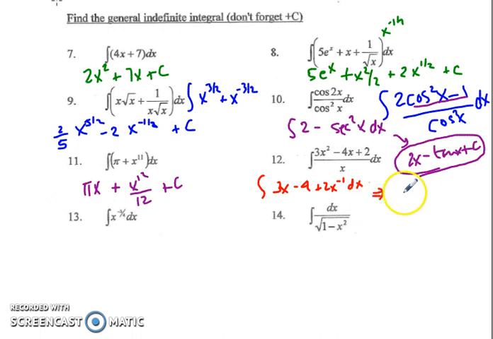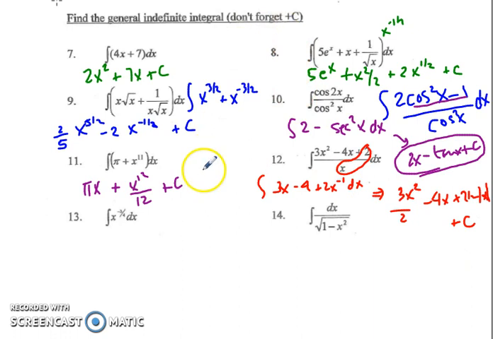Then let's integrate. So 3x goes to 3x squared over 2. Negative 4 goes to negative 4x. 2x to the negative 1 actually might have been easier to leave it as 2 over x and recognize it as the natural log. So it's going to be twice the natural log. Don't forget about the absolute values around your x, and then add the plus c.